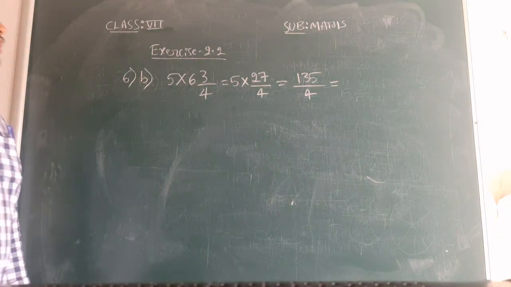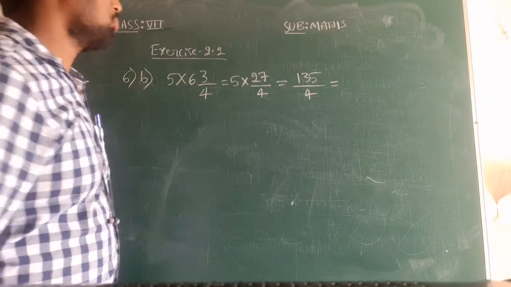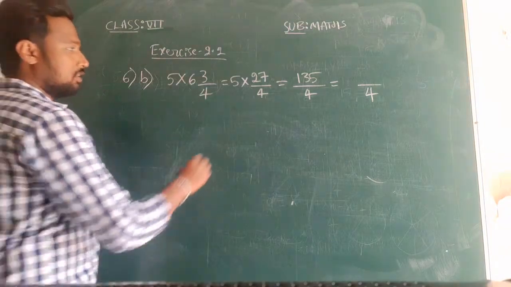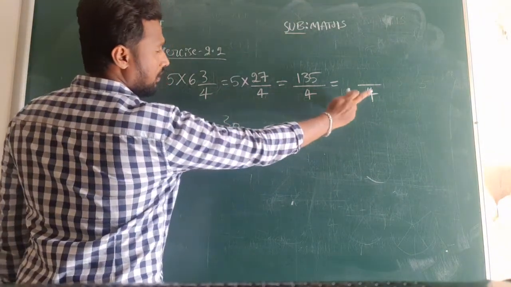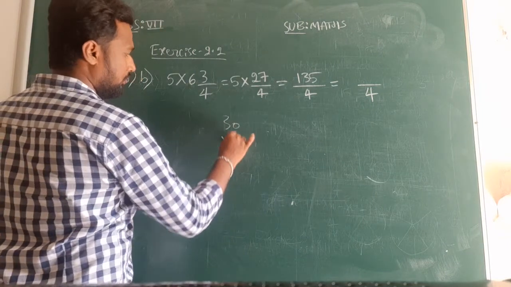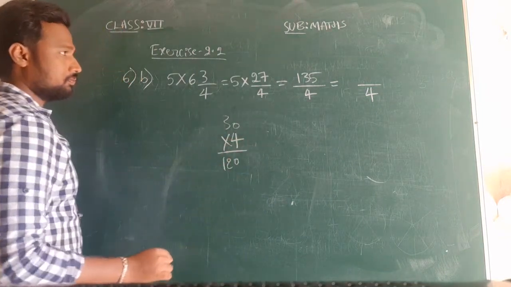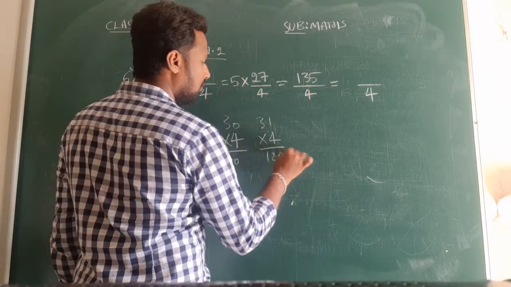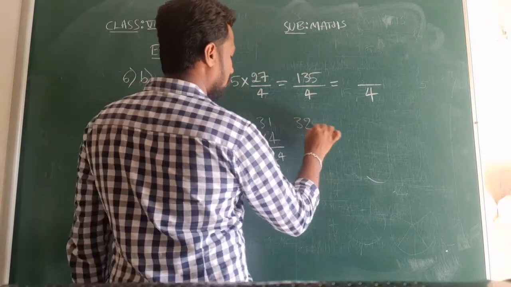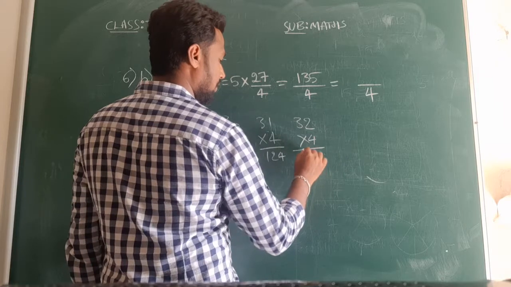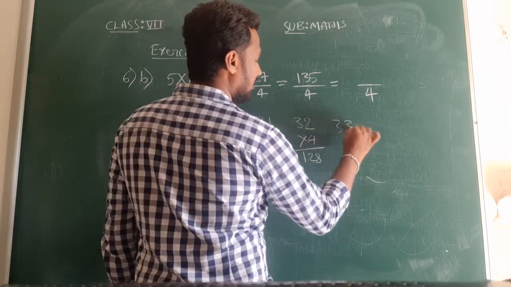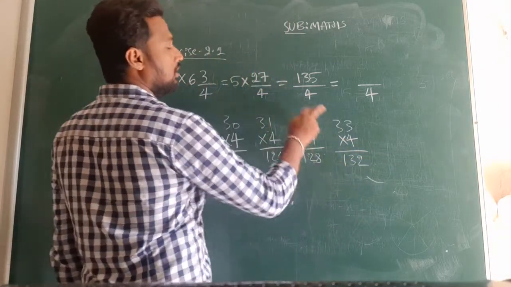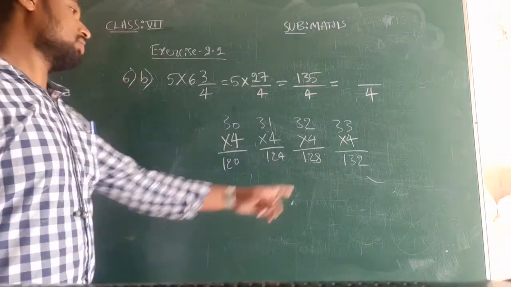How to convert this? Just as in the previous problem, here also in the denominator we will get 4 only. So if you consider 30 into 4, the value should be a multiple of 4 only. 30 into 4 means we will get 120. 31 into 4 means 124. Next, 32 into 4 means 128. Next, 33 into 4 means 132. This is 3 less than 135, and it is near to 135.